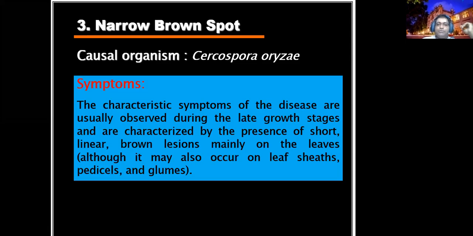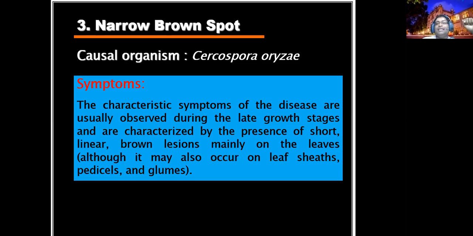So the characteristic symptom of this narrow brown spot: you can expect brown, from the title, narrow brown spot means a brown spot. Normally you can expect the lesions mainly in leaves. Occasionally or in rare cases you can expect them in sheath, pedicel and glumes too. Characteristically the narrow brown spot has brown lesions, and they are short and linear.